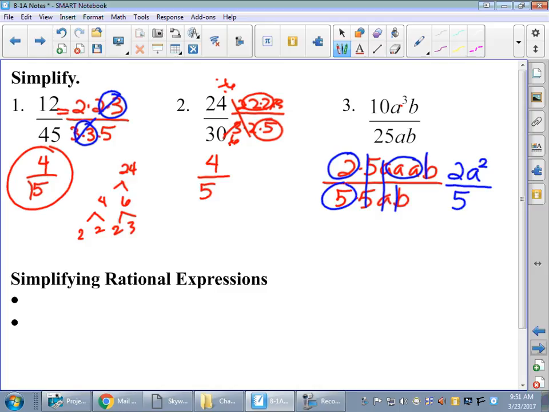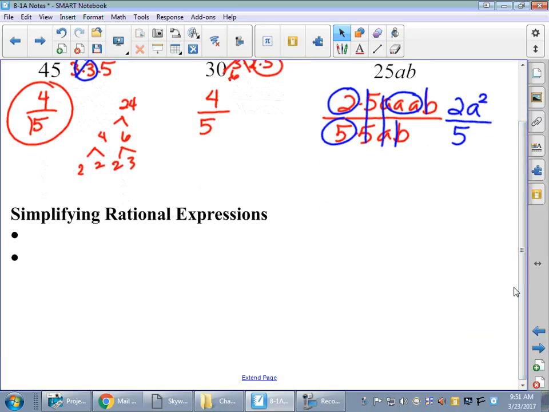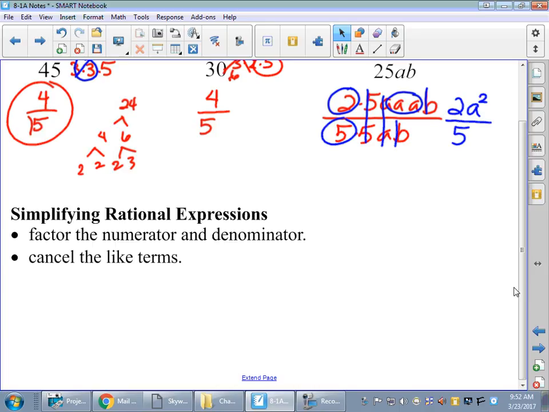So they do like to sprinkle a few of those into this lesson as well because there's unknowns and variables and that sort of thing. So when we actually go to simplify rational expressions, we're going to use that same logic that I just demonstrated above. We're going to factor the numerator and denominator.